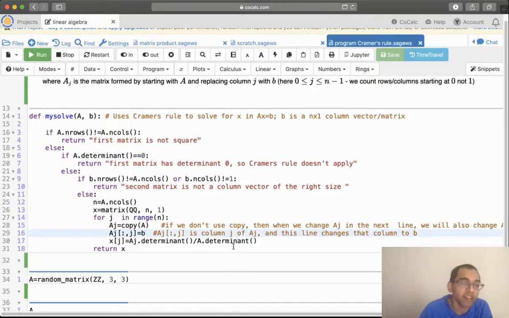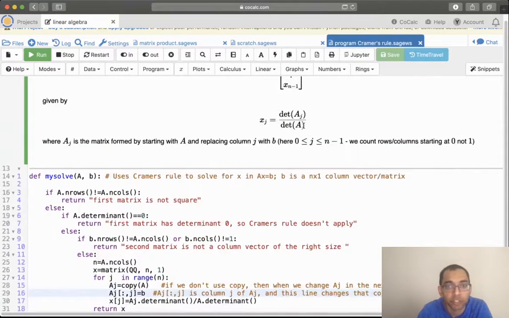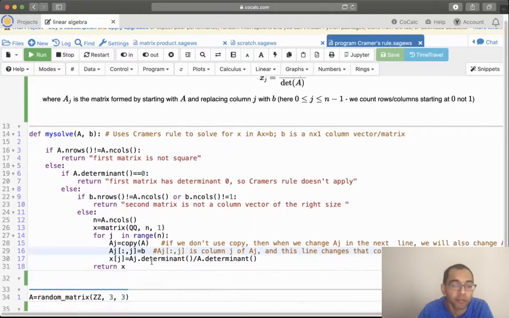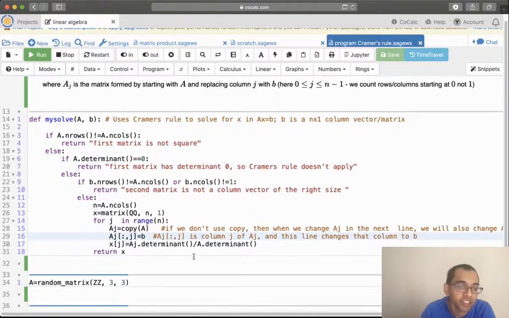Okay, and then once we have this matrix A sub j, we just apply Cramer's rule and compute the determinants. Sage has a built-in determinant function: A sub j dot determinant, divided by the determinant of A. That is underneath this for loop, and again, indentation is important. Outside of this for loop, not indented, I put return x.